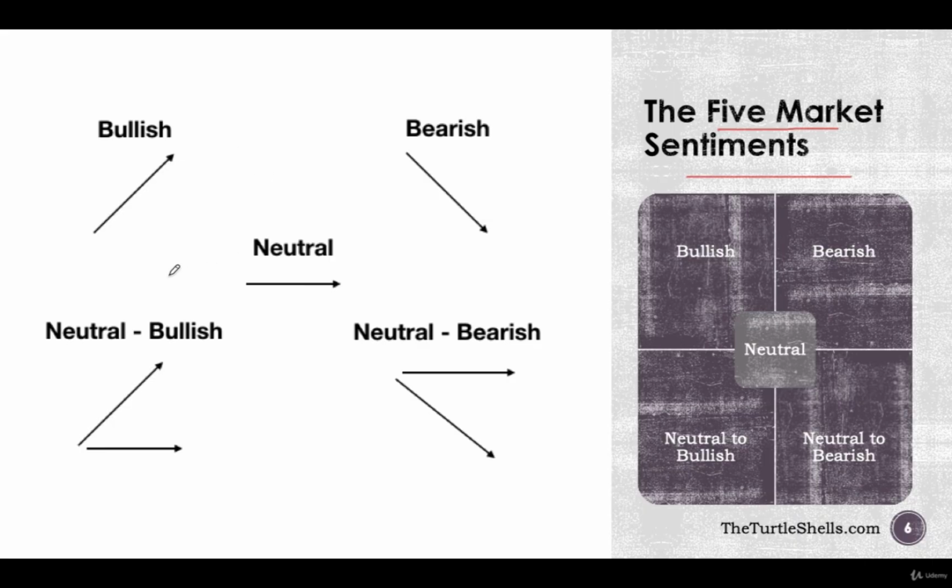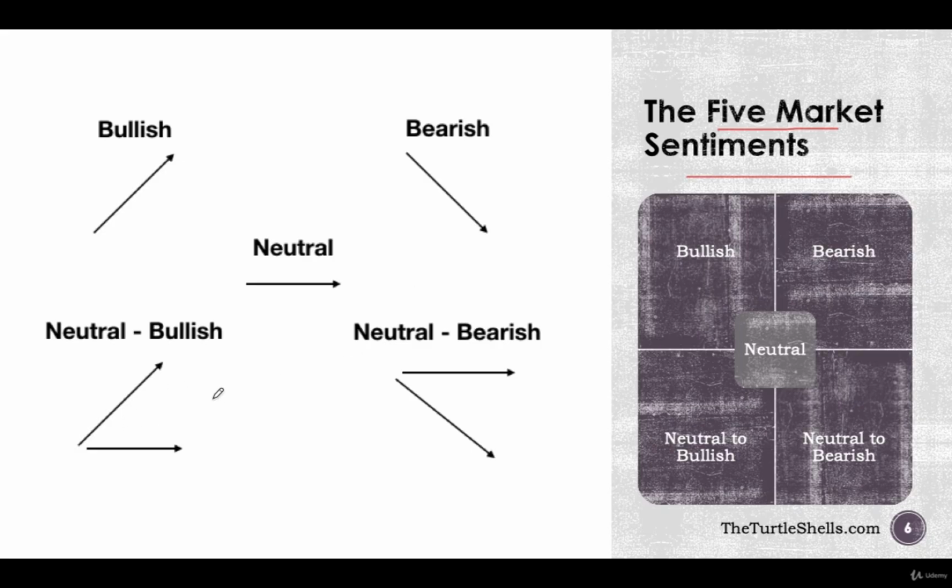Bullish means you think that the market is going to go up, so you buy and you expect to make a profit. So bullish view means you feel that the market is likely to go up. Bearish is the opposite. You feel that the market is likely to go down, so you sell. Neutral is where you feel that the market will remain flat. It will neither go up nor go down.